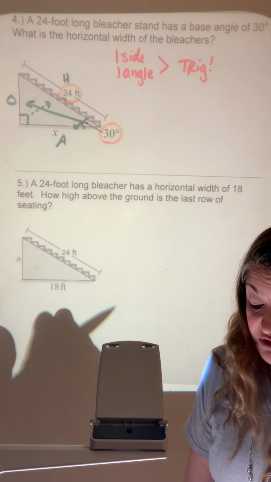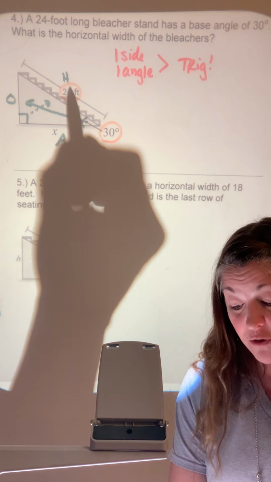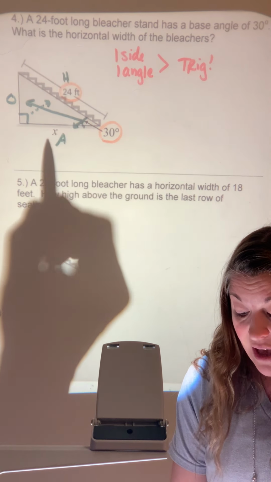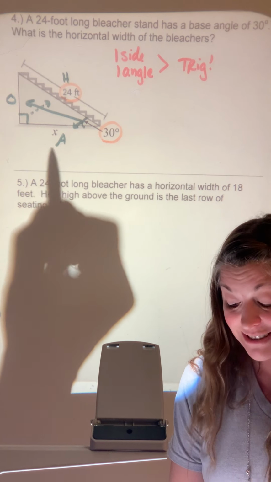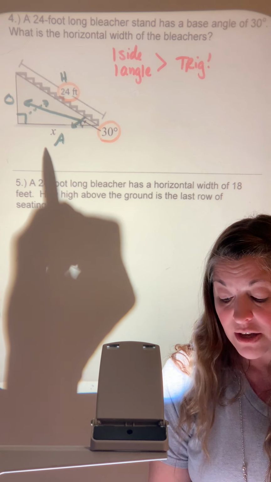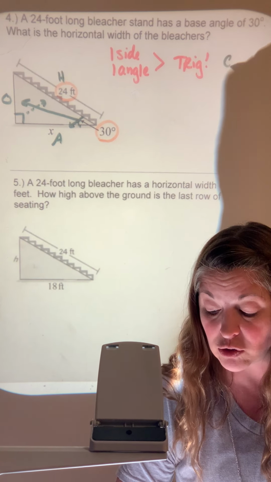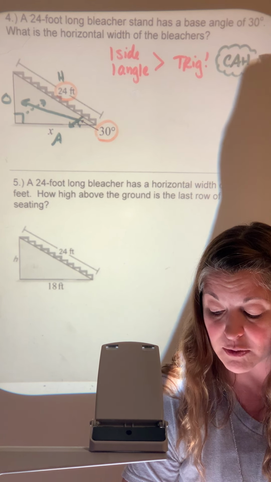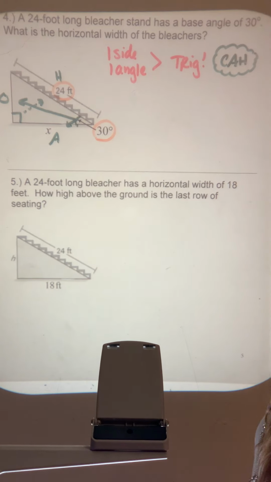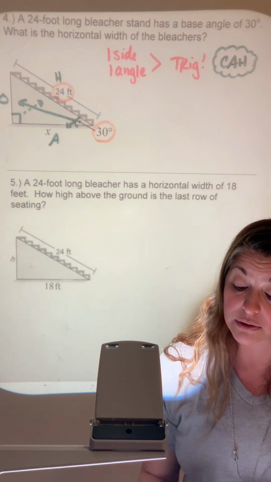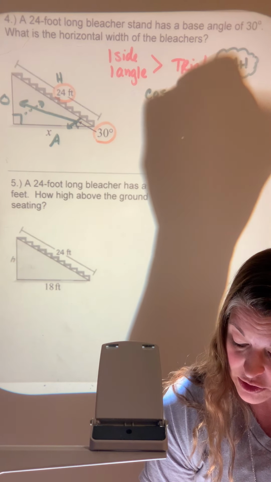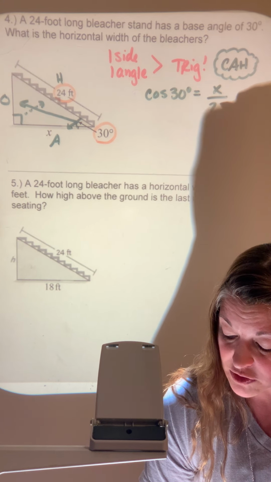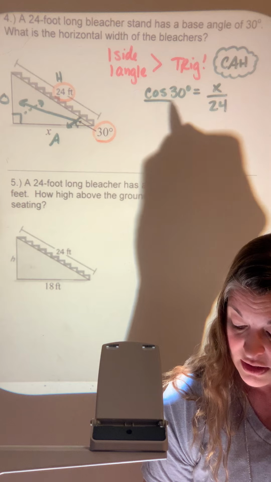So if you notice, we've got the number 24 on the H, so I know I need to use something with an H. I've got the X where the side is the adjacent, the A. So that tells me I'm going to have to use the cosine, because in SOHCAHTOA, the cosine reminds us that it is the adjacent over the hypotenuse. So we'll do the cosine of 30 degrees equals x over 24.